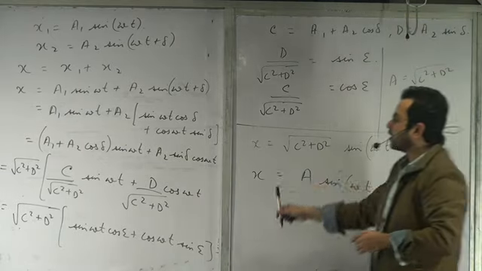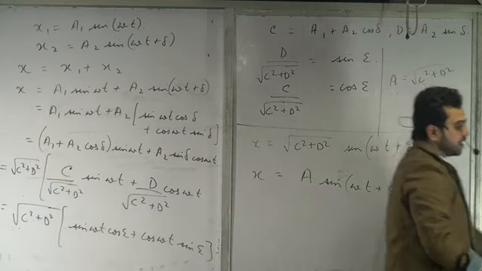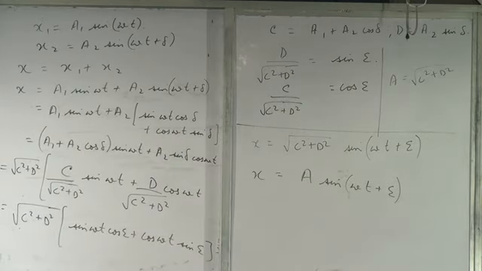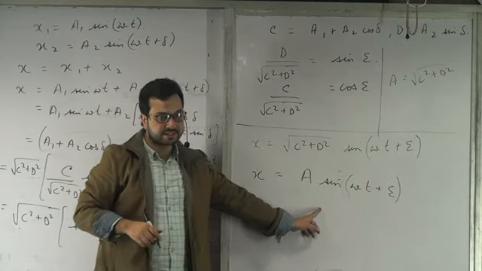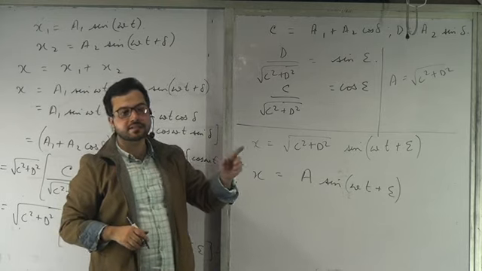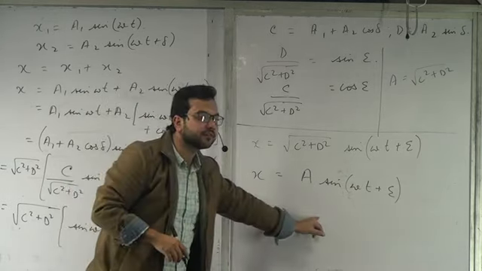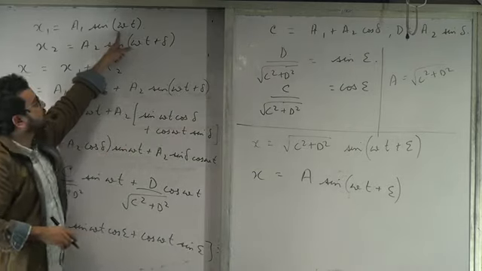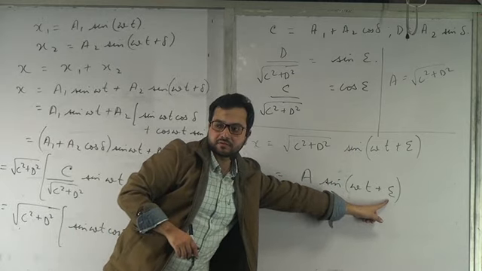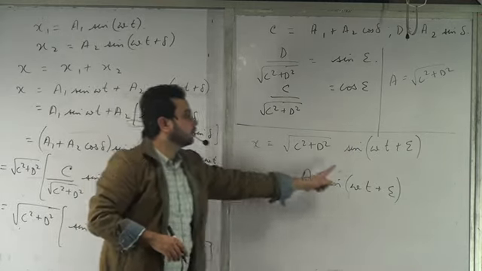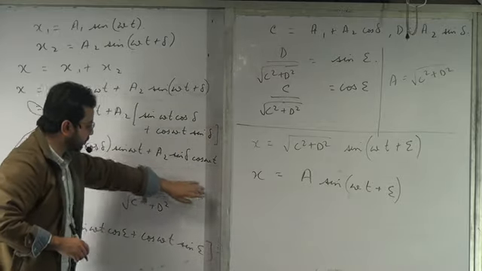Okay, so the resultant of these two SHMs, what does it come out to be? An SHM. Alright, the resultant of these two SHMs comes out to be another SHM. But what is the amplitude of that SHM? It's A. And what is the phase difference of the resultant SHM with respect to the first SHM? It's epsilon. Is that correct? Alright, so I need to write this equation in terms of A and epsilon. Is that clear?